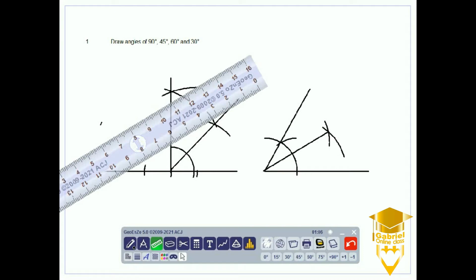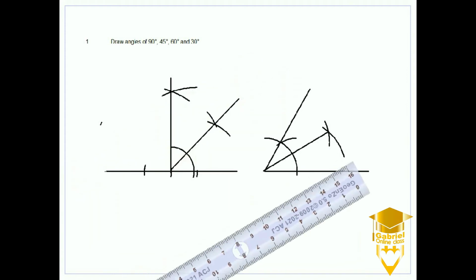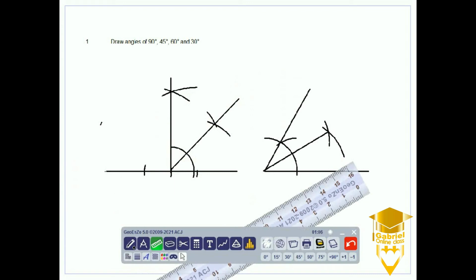And since the whole angle is 60 degrees, as we have bisected it, we have gotten 30 degrees out of it. This is how you bisect angles. There are other angles you can bisect, but if you use the same process, you will know how to bisect all other angles.